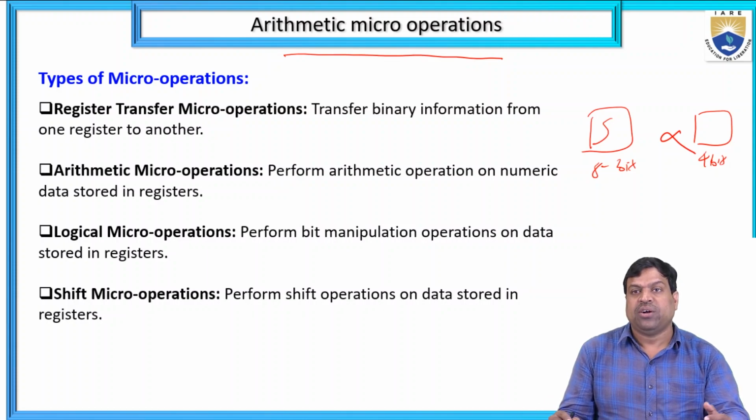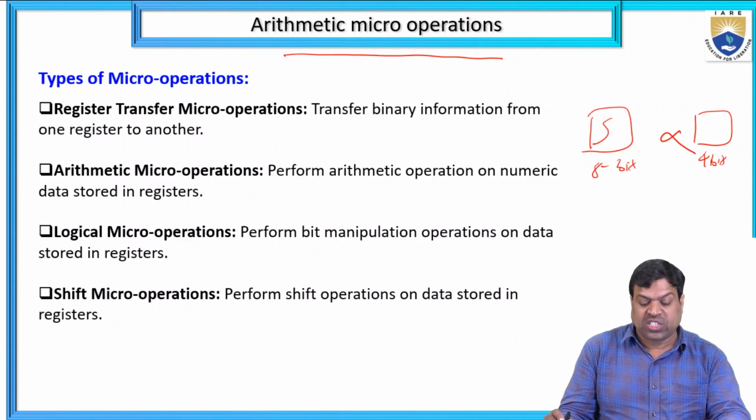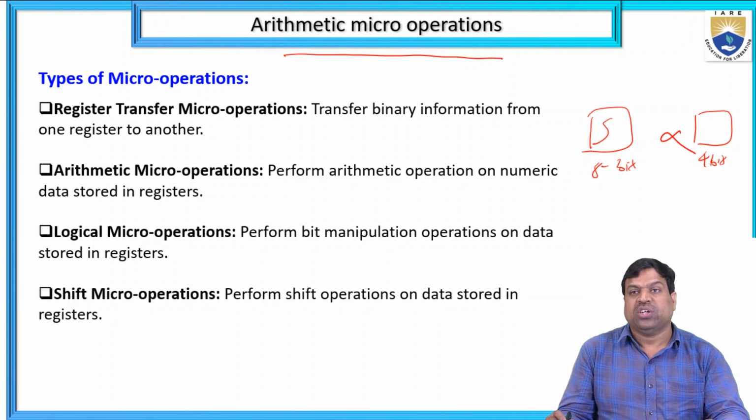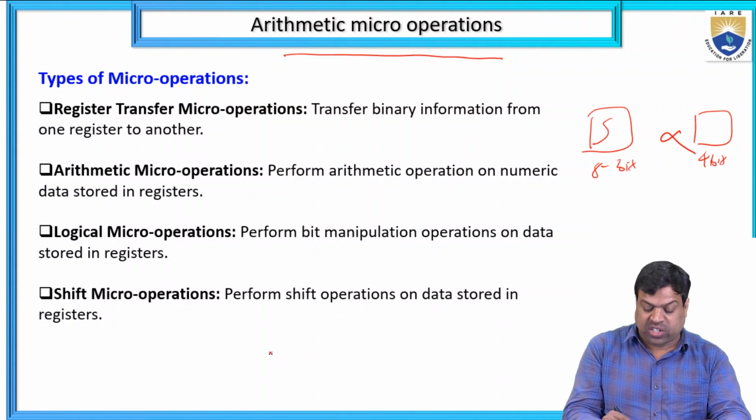And arithmetic means addition, subtraction, multiplication and division. Logical operations mean performing logic gates: AND, OR, XOR, NOR, like this. And shift operations mean performing a shift of the data stored. So shifting means we are shifting the data from one register to another register. First one, we are going for the register transfer micro operation: transfer of binary information from one register to another register.